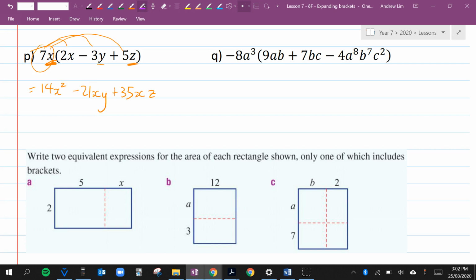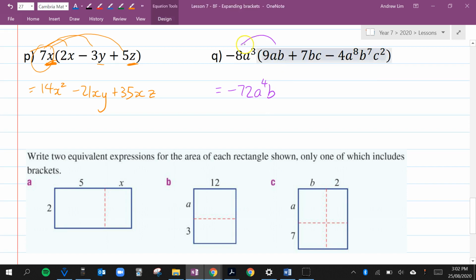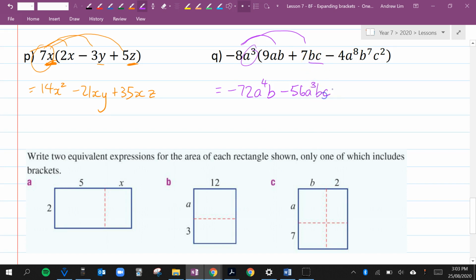Question Q. Negative 8 times 9 is negative 72. A cubed times a, well, there's now 4 a's. But we still have this b, so we need to write that b. Negative 8 times positive 7 is negative 56. We still have our a cubed, b, and c.